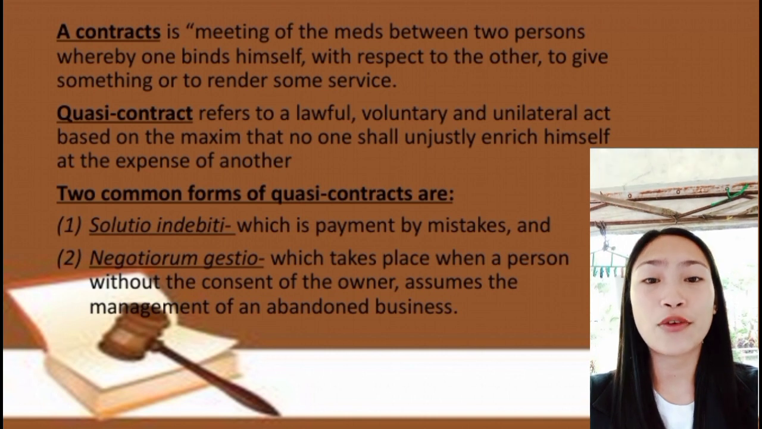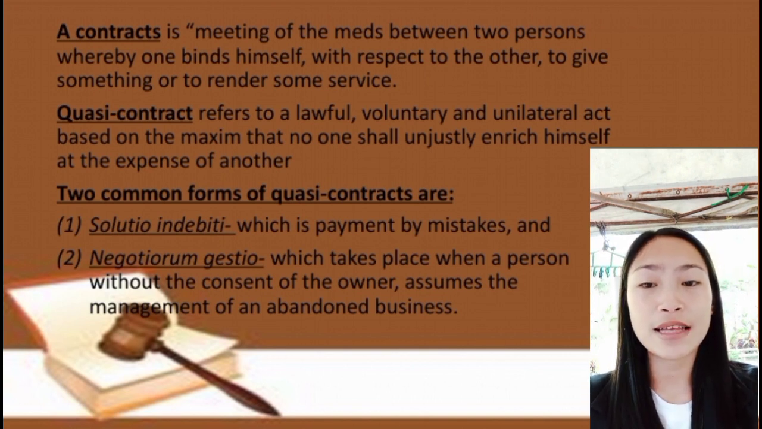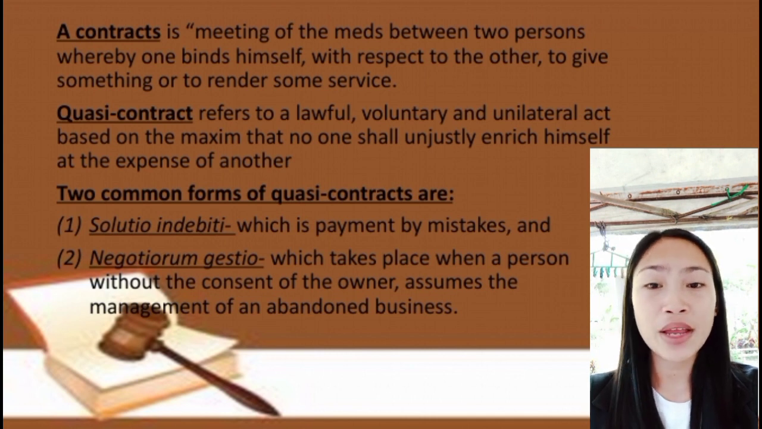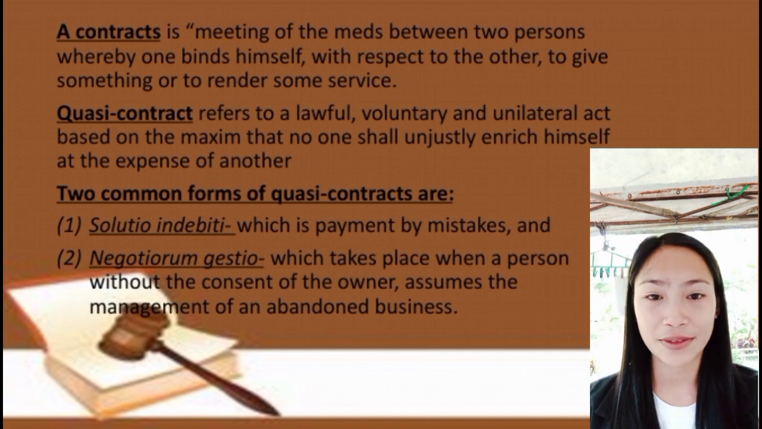Two common forms of quasi-contracts are, first, solutio indebiti, which is payment by mistake, and second, negotiorum gestio, which takes place when a person, without the consent of the owner, assumes the management of an abandoned business.